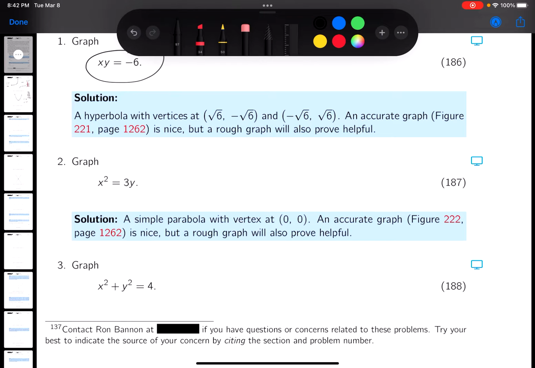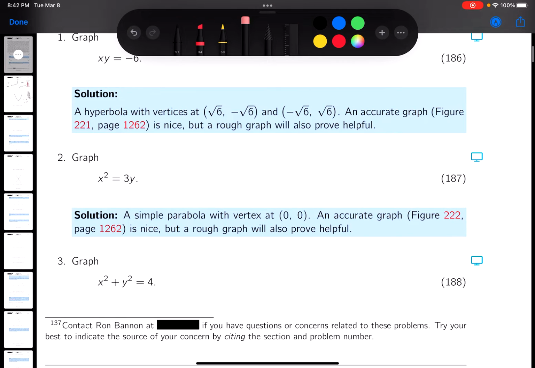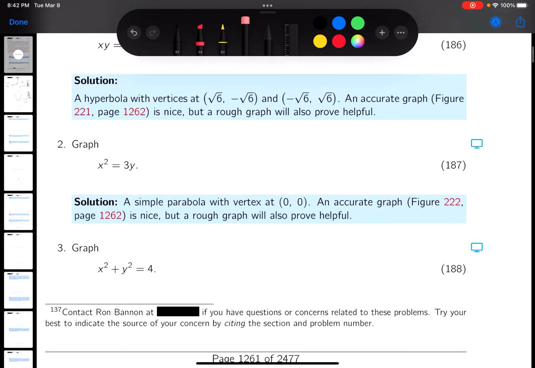Okay, so far I want to just tell you what you've been given. Number one's a hyperbola. Number two is a parabola. And number three is an equation of a circle. These are all conic sections, sections of a cone.